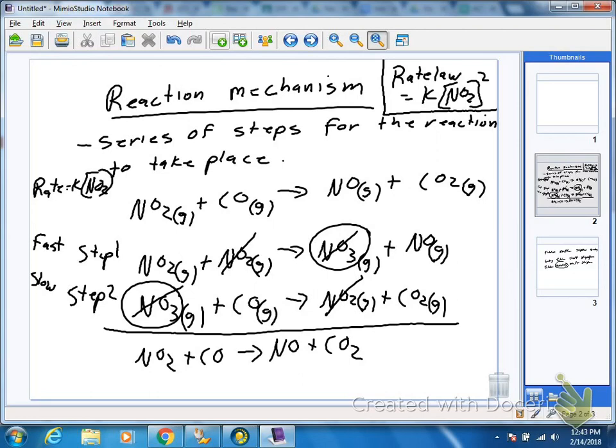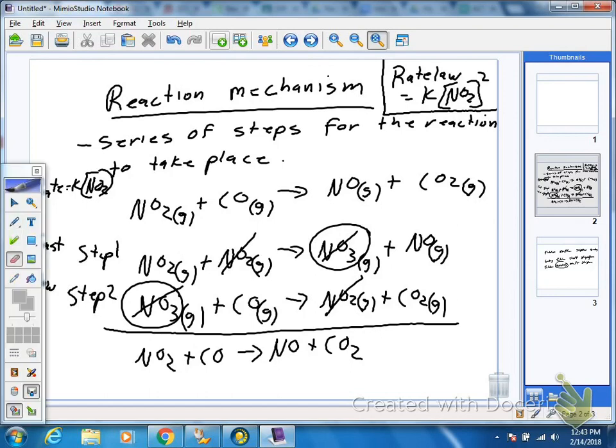I'm running into some problems here. It'd be NO2 squared and then CO to the first order. Well, does that agree with our rate law in an experiment? No. It would be NO2 squared and CO, but this is not a reactant, that's an intermediate. So that wouldn't work. So it had to be the first one slow and the second one fast.